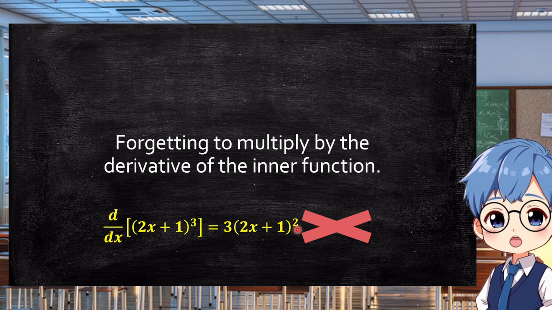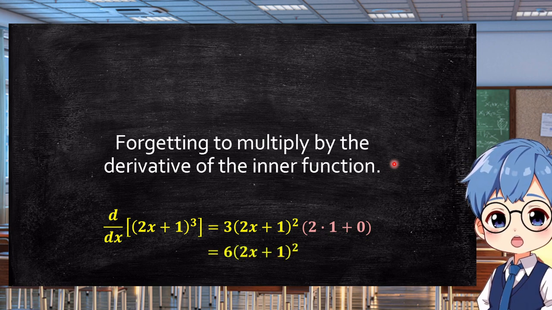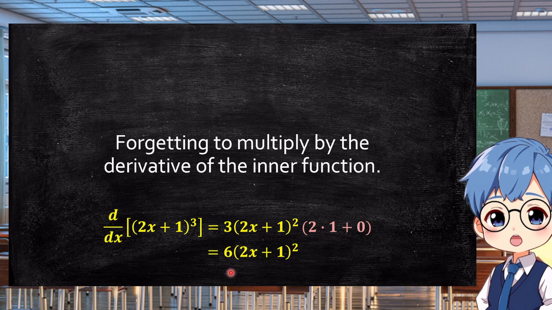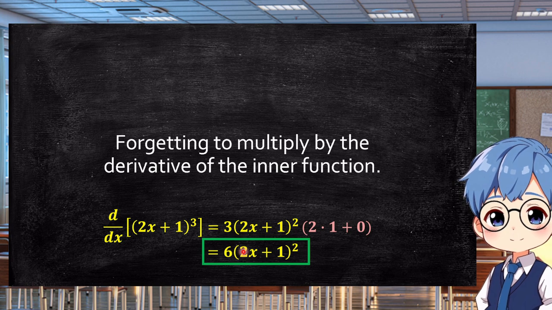You need to remember that there is the derivative of the inner function. So we need to get the derivative of 2x plus 1, which is just 2 times 1 plus 0, which is 2. So 2 times 3 is 6. So we will have 6 times the quantity of 2x plus 1 squared. So that will be the final answer.